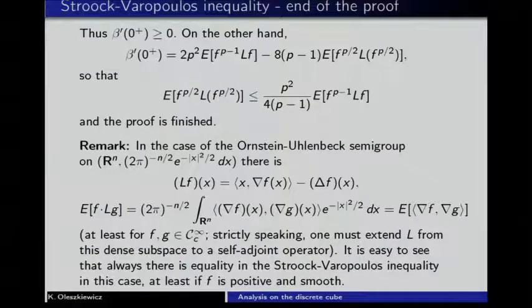So I told you that you can prove the Stroock-Varopoulos on any symmetric semigroup. So if you do that for an Ornstein-Uhlenbeck semigroup, and you recall that the generator is given by this formula, when you plug it in, you will see that actually you have equality in the Stroock-Varopoulos inequality, whenever f is, say, positive and smooth enough.